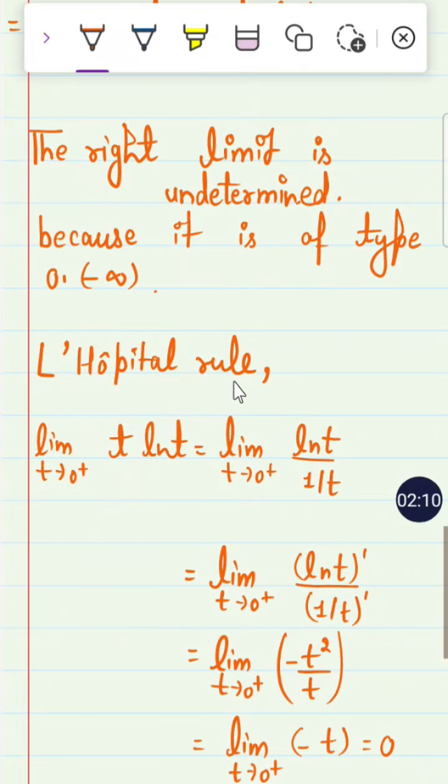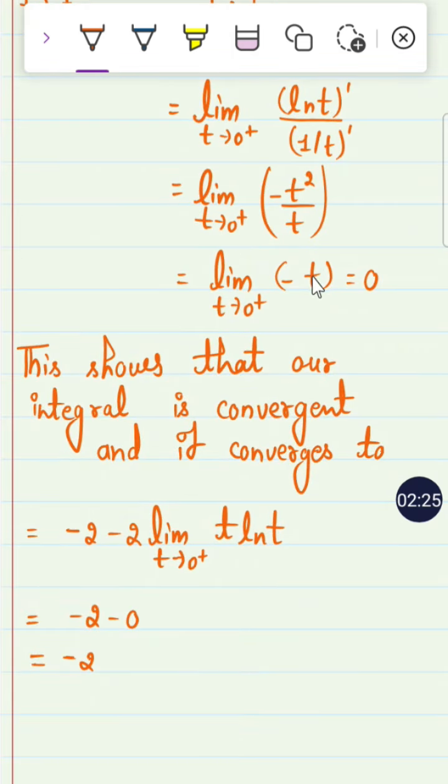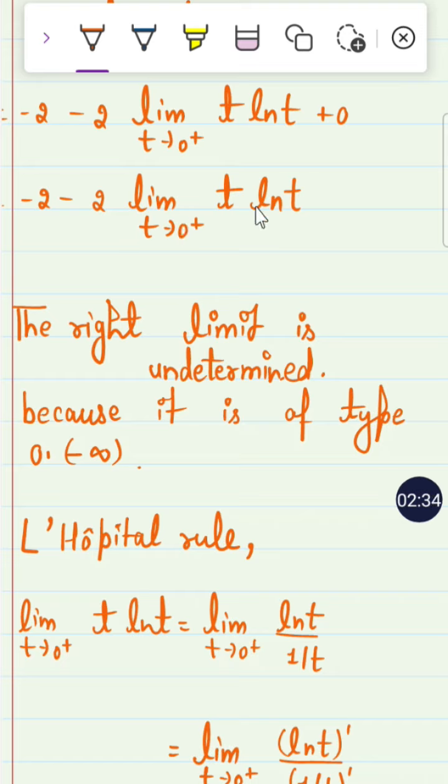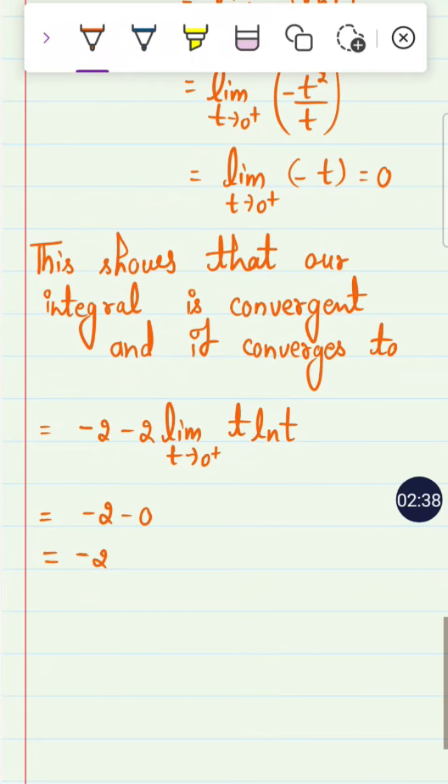So taking the L'Hospital rule, this will become log t over 1 over t, which is taking the derivative of log t, and the derivative of 1 over t is minus 1 over t square, so this gives minus t square upon t, which is minus t. Taking the limit of t tending to 0 plus, which is equal to 0. If it is equal to 0, then this whole will become 0, so only left out is minus 2. So the minus 2 is a finite value, then the integral is convergent.